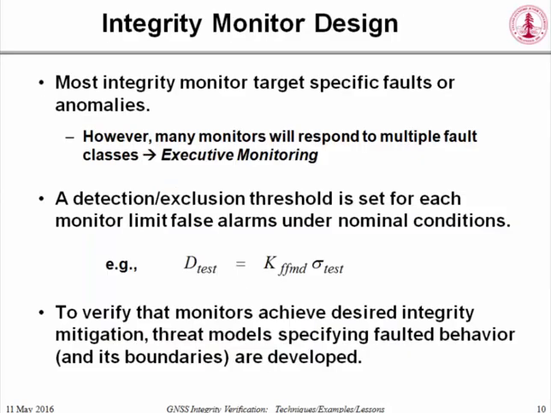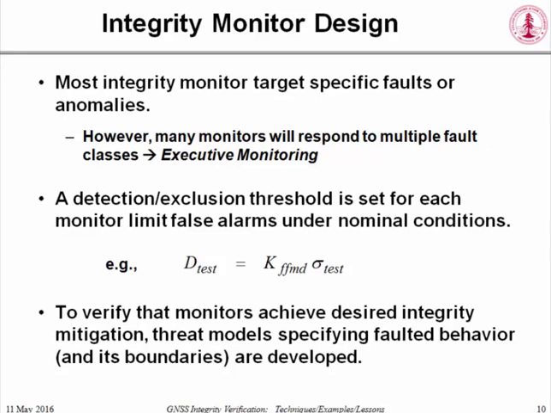I'll talk a little bit about integrity monitor design. Most integrity monitors were designed to target specific faults or anomalies, and I'll show you what some of those faults look like. However, what makes the process of design complex is that monitors will respond to multiple faults. So here's a simple example. We use the GPS carrier phase to detect satellite clock failures. When the satellite clock runs off, we'll see that in the trend of carrier phase. It will vary from natural extrapolation.